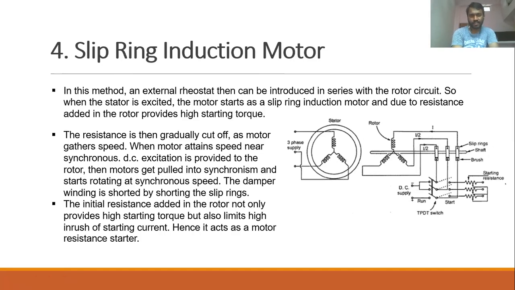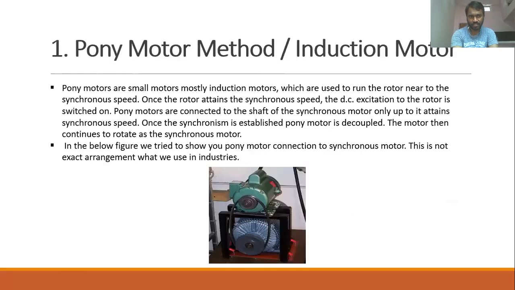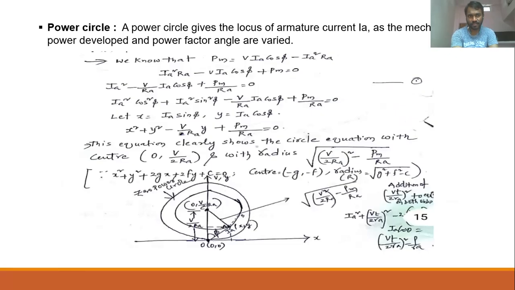And once the machine is brought to the synchronous speed, we disconnect the external resistance, and we also disconnect the starting machine. In this manner, the starting of a synchronous motor can be done by all these methods. So this concludes the different starting methods of the synchronous machine, hunting, and excitation circuits and power circuits.